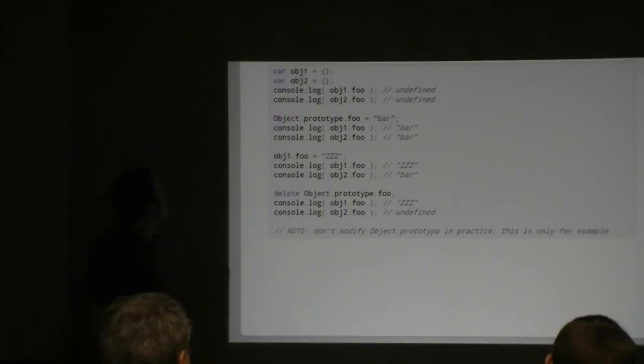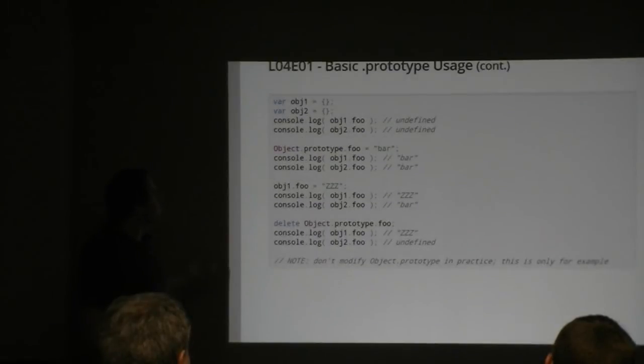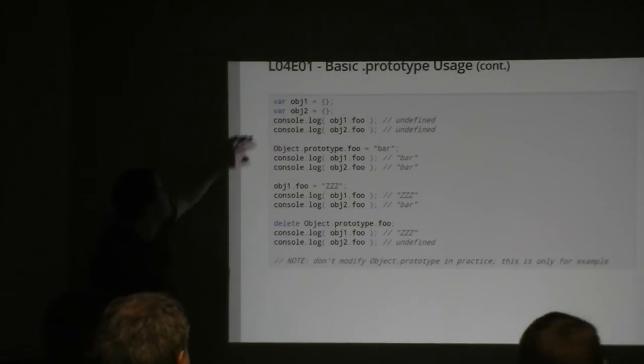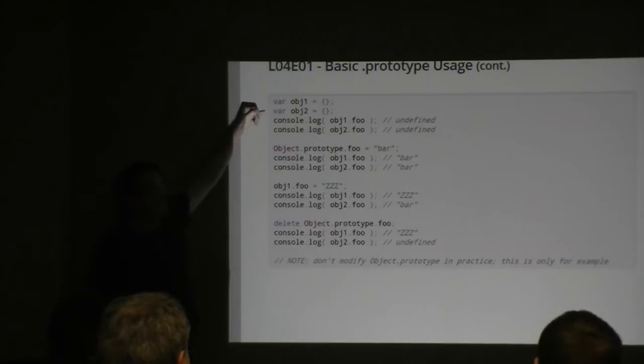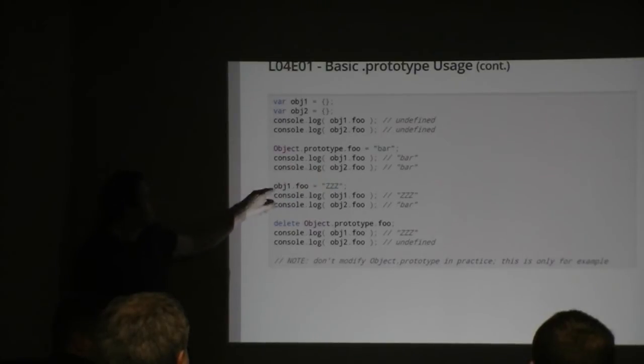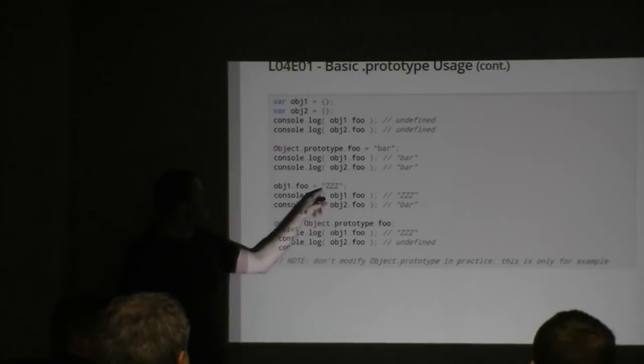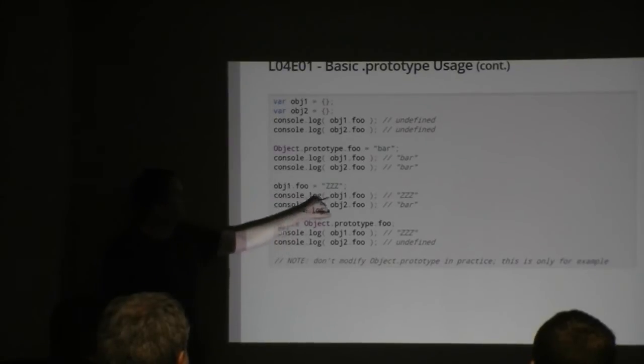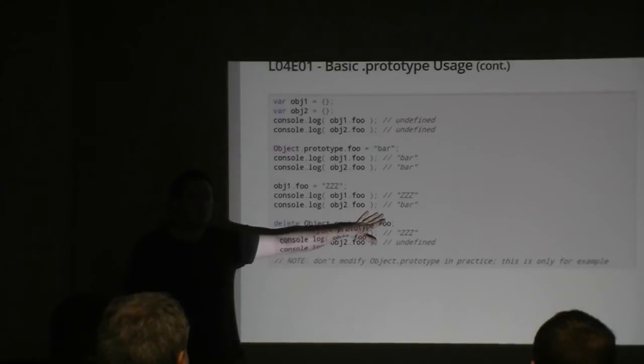This is a similar example, same concept. So two objects, right? Foo is not defined on either of them. Add foo to the object prototype. They both get it, right? They both get the same value. Give only object 1 a z into foo. Now object 1 is z and object 2 is bar.